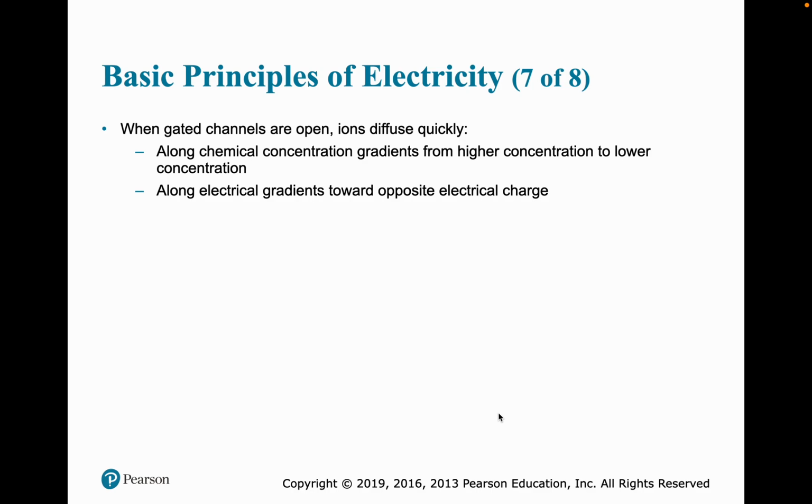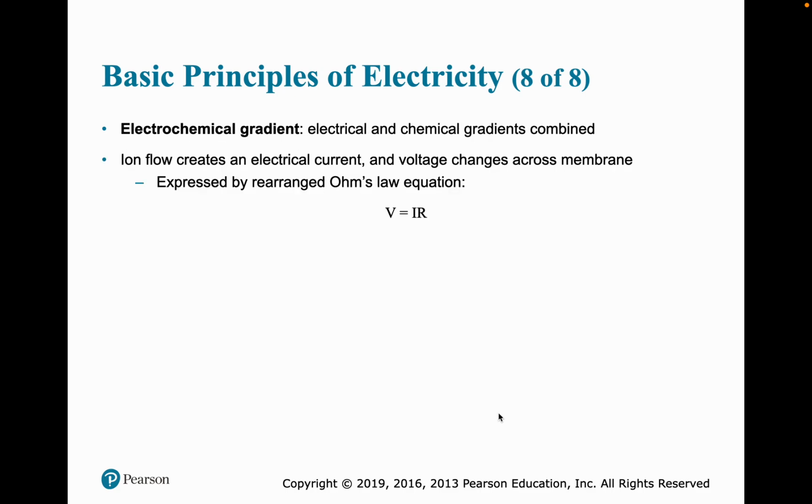So when gated channels are open, the ions diffuse quickly. They move under two forces: chemical concentration gradients, so they're going to move from high concentration to low concentration, that drives them, as well as electrical gradients, so they'll move towards opposite charges. That gives us what we will refer to as an electrochemical gradient, combining those two. So if we again look at Ohm's law, ions flow, create an electrical current, and voltage changes across the membrane. So we can rearrange Ohm's law. V equals IR. The voltage is equal to the current times the resistance.